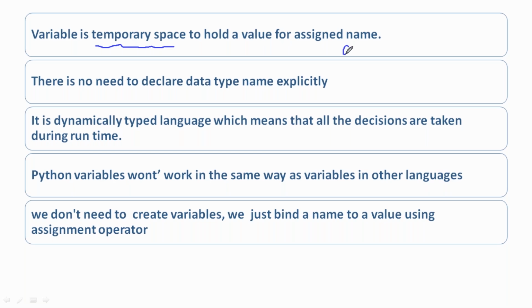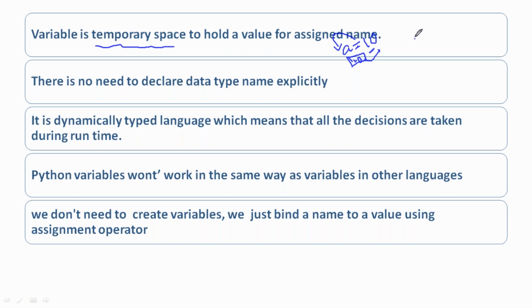If you are declaring a equal to 10, then 10 is a value, and we are storing this 10 value into a variable. This variable a has some temporary memory space to hold this 10 value. When you call a, it will return the value from the memory. And there is no need to declare the data type name explicitly.